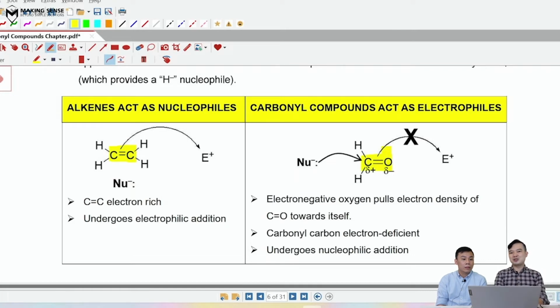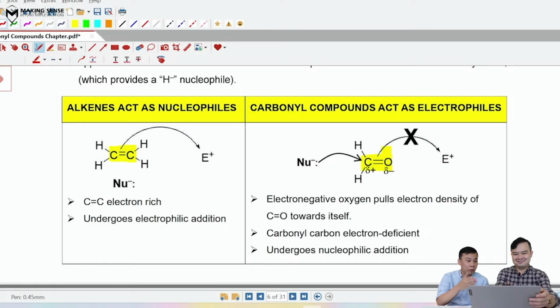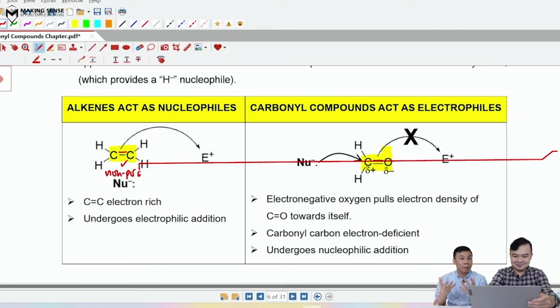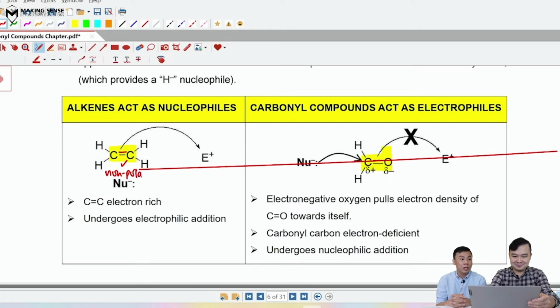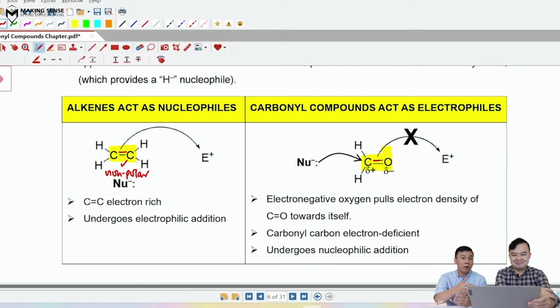Mr. Yap, can you run us through that? So the similarities would be both of them have pi bonds, right? But if you focus on the alkene functional group first, it's a pi bond between 2 carbon atoms. There's no difference in electronegativity, so the bond is said to be non-polar, and because it's a carbon-carbon double bond, it's electron-rich. So it's going to act as a nucleophile, and therefore it's going to attract electrophiles.